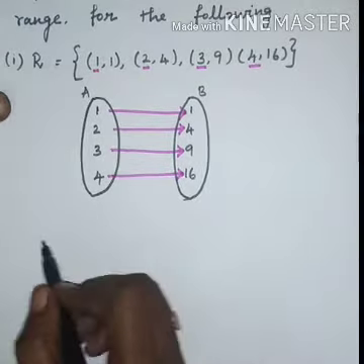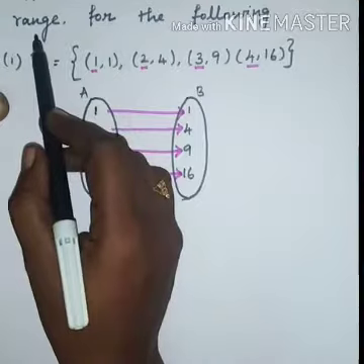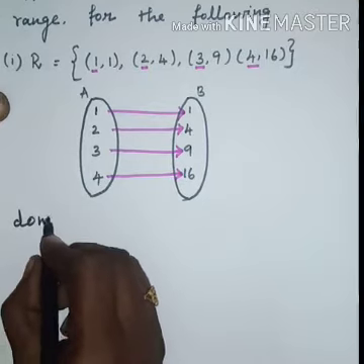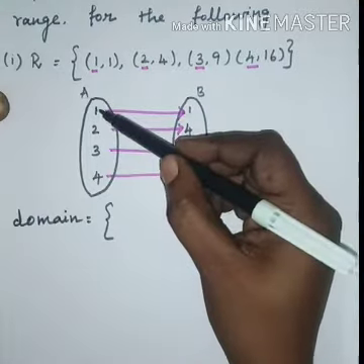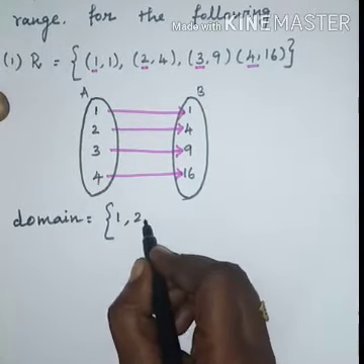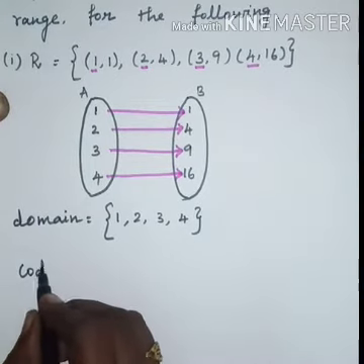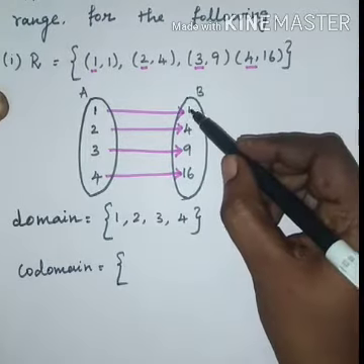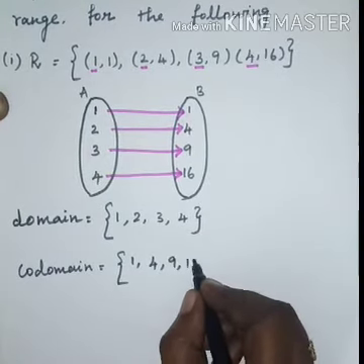Now we will write the domain set. We have to find the domain, codomain and range. First, we will write the domain set. So, domain is equal to, what are the elements of domain? 1, 2, 3, 4. The first elements are all the domain. Then, we have to write the codomain. The elements of codomain are 1, 4, 9, 16.